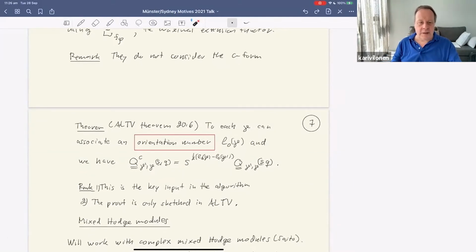So here is the main theorem of this ALTV team, theorem 20.6. The statement of the theorem is the following: to each gamma, you can associate an orientation number. I box this orientation number because it is a combinatorial invariant introduced by Vogan. It's called L0 of gamma. And now the result is that this polynomial that keeps track of the signature can be extremely easily obtained from this Lusztig-Vogan polynomial, namely by the formula I have written down.